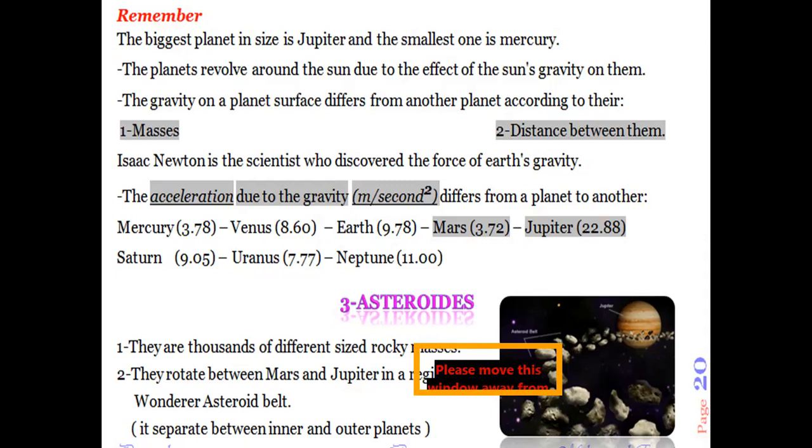Which planet is the last one in the inner planets? Mars. And which planet is the beginning of the outer planets? Jupiter. So the asteroids are rocky masses located between the inner and the outer planets, between Mars and Jupiter. This area of the asteroids between Mars and Jupiter is called the Asteroid Belt. It separates the inner and the outer planets.